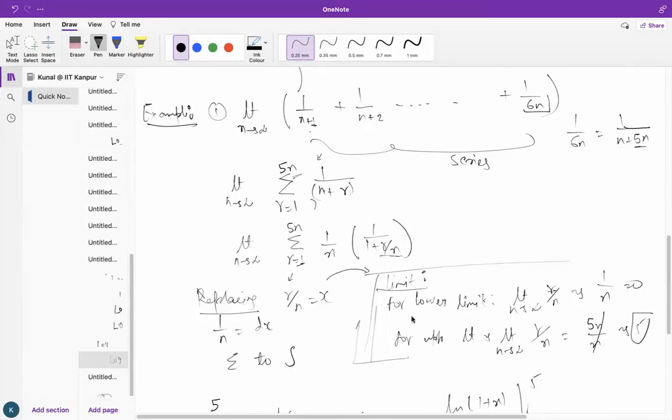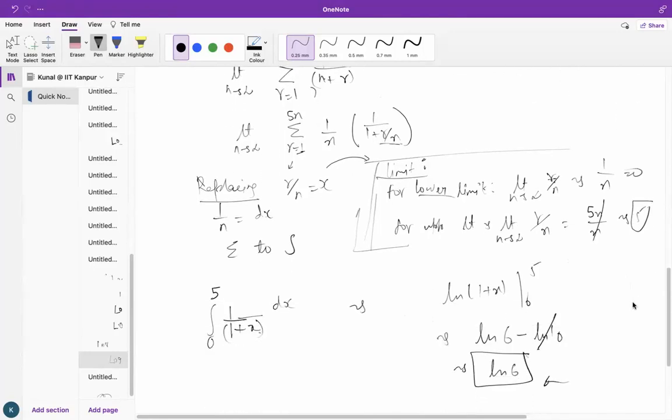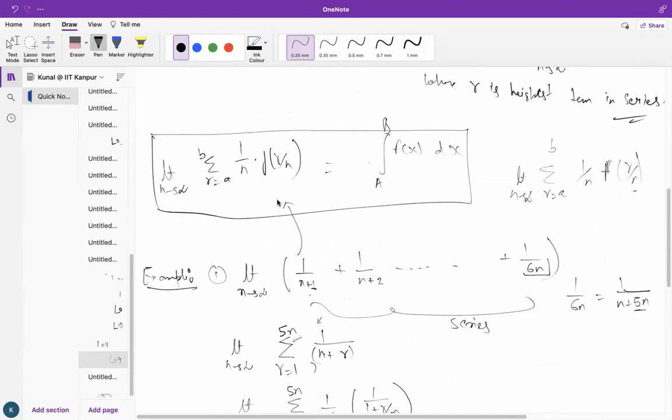Now for the limit, how do we calculate the lower limit? We are using the limit as n tends to infinity of r by n, where r is the lowest value of r. For the lower limit, that means the lower value of r. For the upper limit, the upper value of r, which is 5n. So 5n by n gives 5. Now this form is converted into this form.